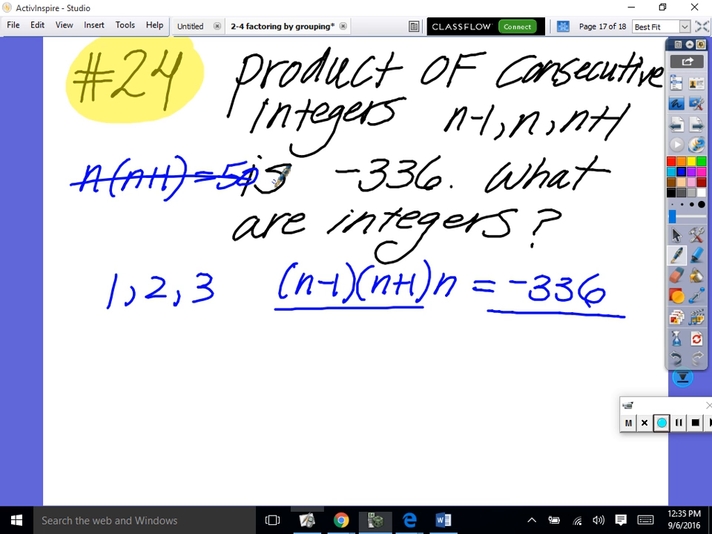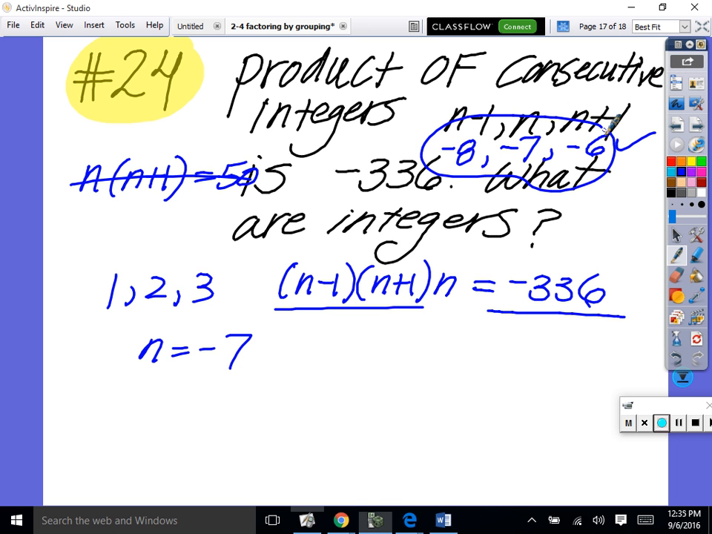Okay, where do we get the intersection at? X equals, n equals -7. So answer it correctly. It says, what are the integers? So we have -7. What's one less than that? -8. What's one greater than that? -6. Now you can check your answer. Is -8 times -7 times -6 equal to -336? Yup. Ding, ding, ding, ding.